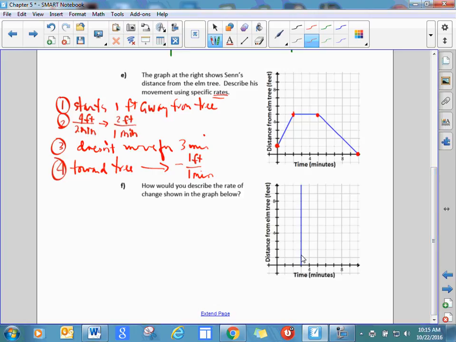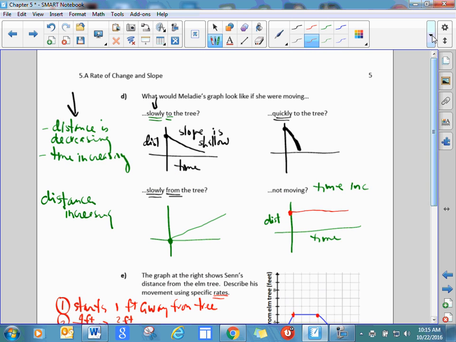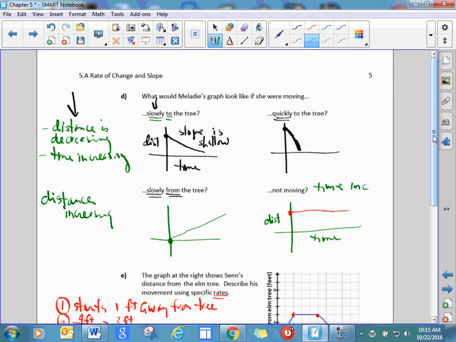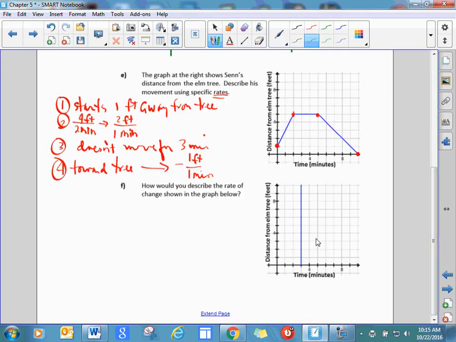So this is a vertical line, and we know from back up here, oh, that was on the other page. Vertical line has an undefined slope. So what is this actually saying with regard to centipede and ladybug? Well, it's actually saying that the time is not changing, but the distance is. And I don't see how that's possible. How could they be getting further away when the time isn't changing? So it doesn't really make any sense. So we can prove it by picking any 2 points on this line and actually calculating the slope.